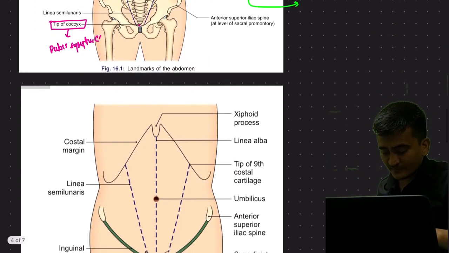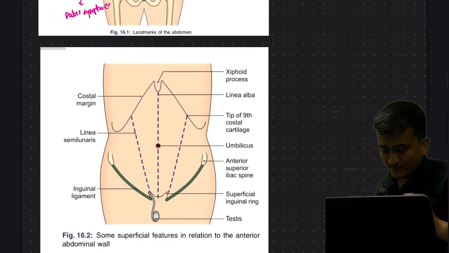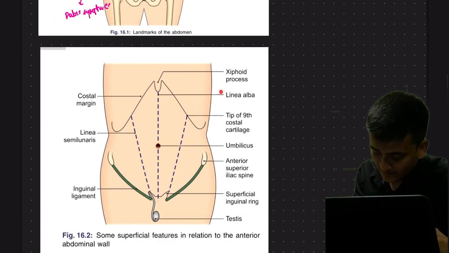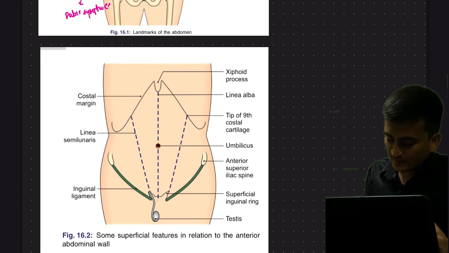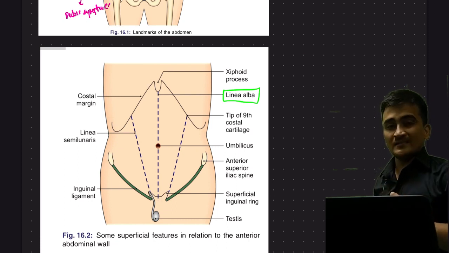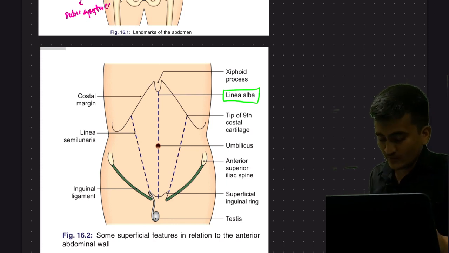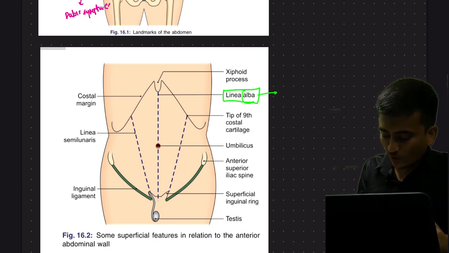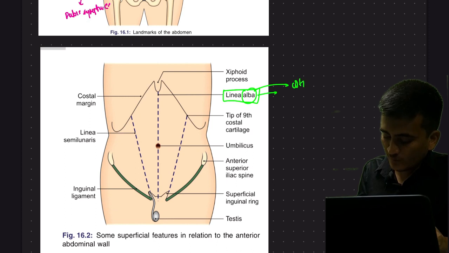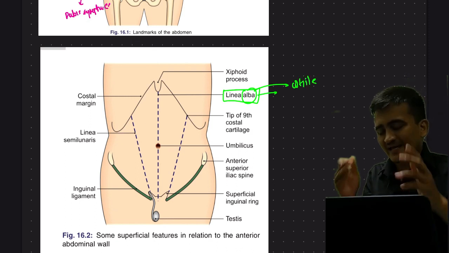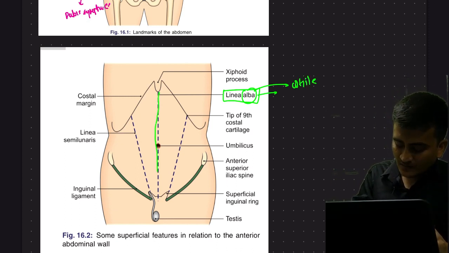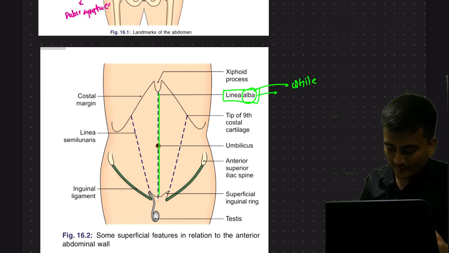Okay, moving forward. Here you can see linea alba, right? Linea alba passes from what? Xiphoid process to pubic symphysis, right? It is the central line, I mean it divides the rectus sheath into two equal halves. Linea alba, and alba means white. It is simply a white line-like structure that passes through what? Through the umbilicus.